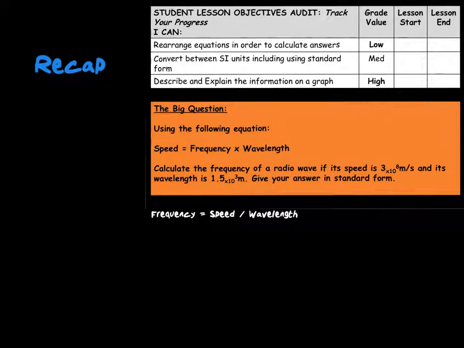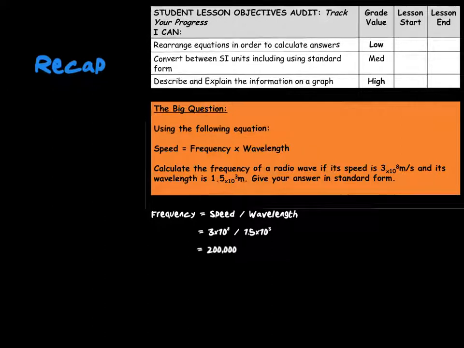We can now pop our numbers in. So our speed was 3 times 10 to the 8, and we will divide this by 1.5 times 10 to the 3. Popping this into our calculator gives us an answer of 200,000. This is why it is essential that you have a scientific calculator for your science exams, as you will be expected to use standard form.